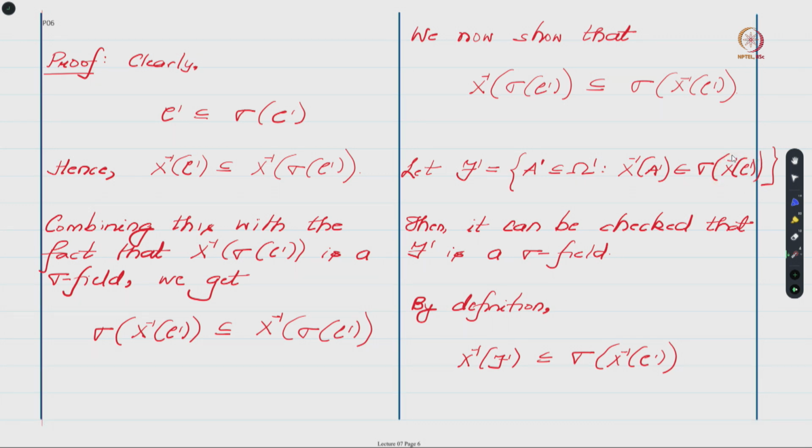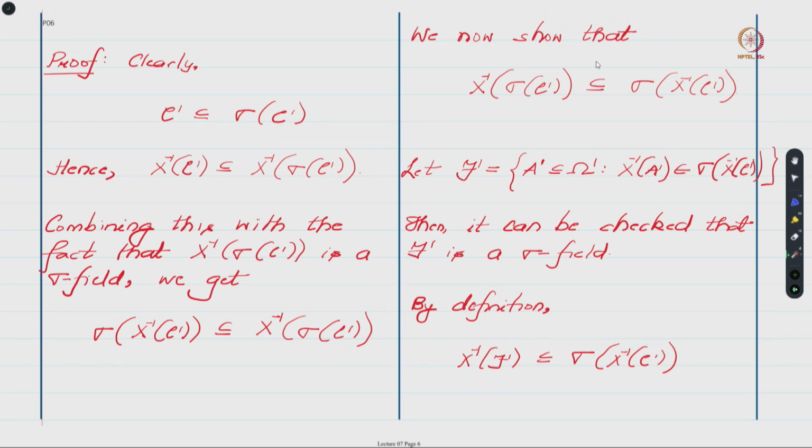Okay. So it is made up of all A primes such that x inverse of A prime lies in the smallest sigma field generated by x inverse of C prime. Okay. I would leave it as an exercise to show that this collection is actually a sigma field, and now assuming that this f prime that is defined over here is a sigma field, we will try to establish this relation that we have stated over here.